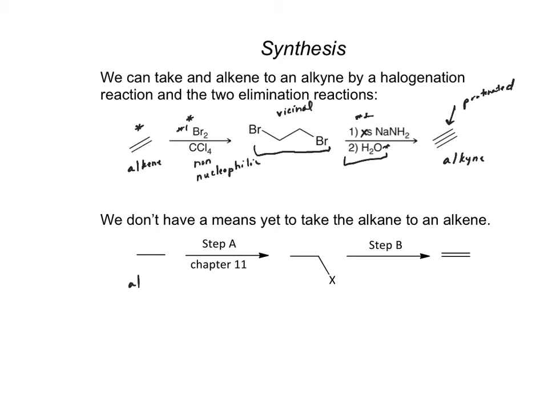Again, to take an alkane and turn it into an alkene, we can also do this. We don't know how to take an alkane and produce a functional group on it. We will learn this in our radical chapter. But if this was, let's say, a bromine, which it will be long term, if we have an alkyl halide, we do know how to produce an alkene. We can use a strong base and undergo an elimination reaction. We'll talk about that more once we can actually produce this from an alkane.